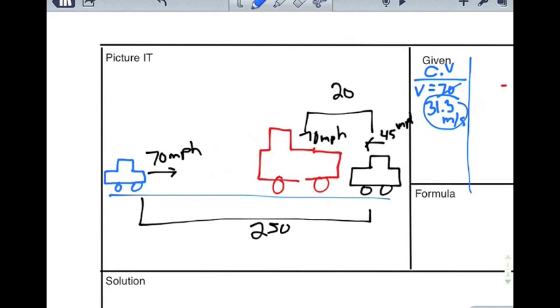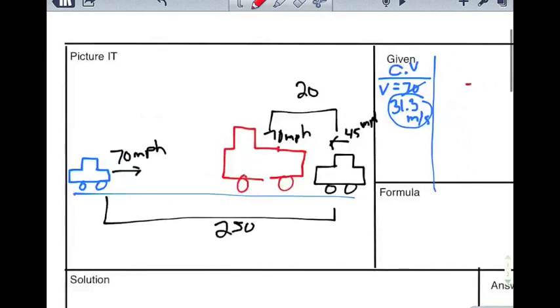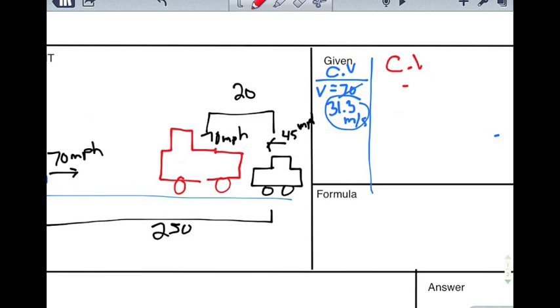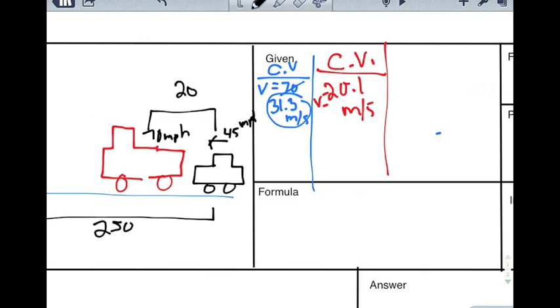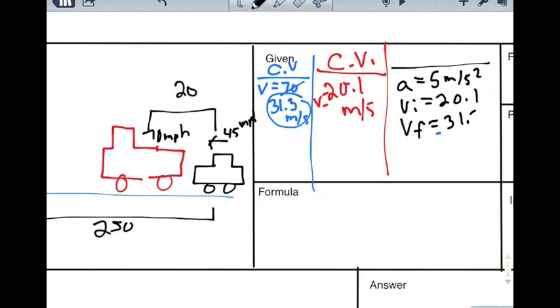Now if we take a look at the truck, remember the truck travels at a constant 45 miles per hour, or 20.1 meters per second the entire time. That's the velocity of the truck. The black car has a lot more going on. It's accelerating, with an acceleration of 5 meters per second squared. It starts off at 20.1, which is that 45 miles per hour, and then it accelerates to 31.3 meters per second.